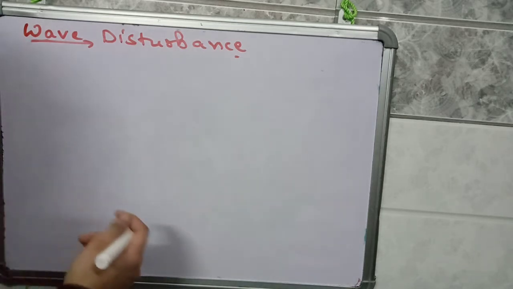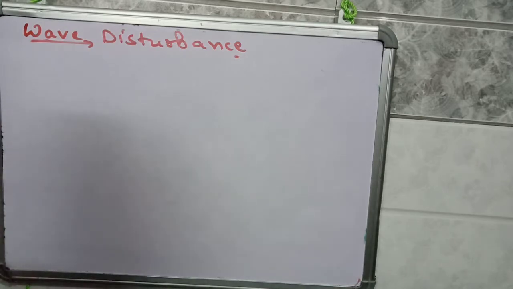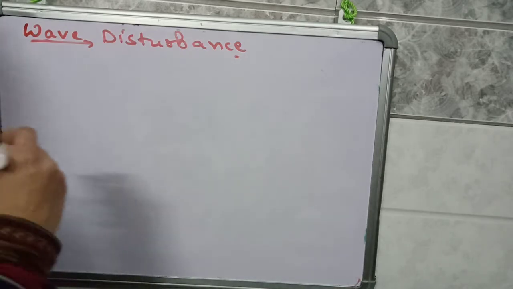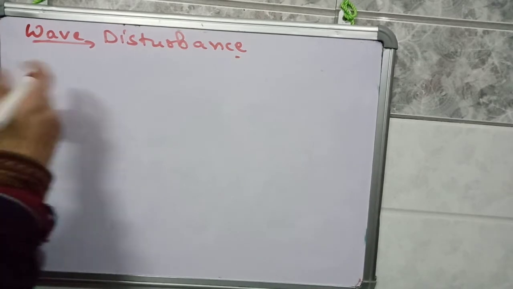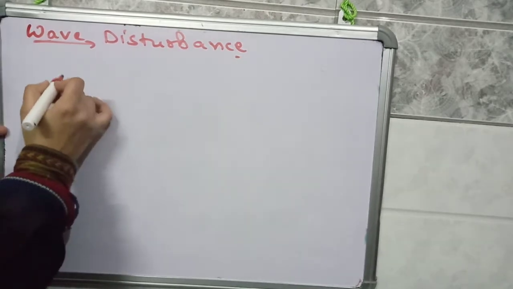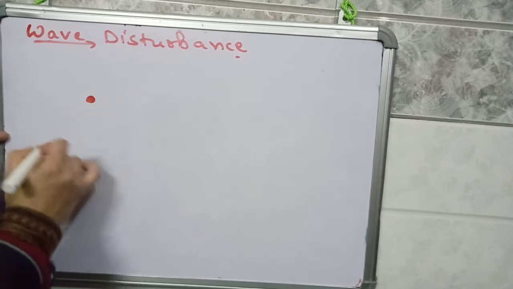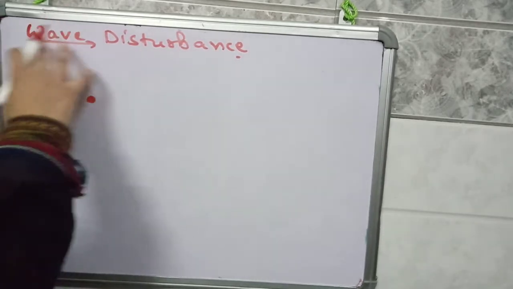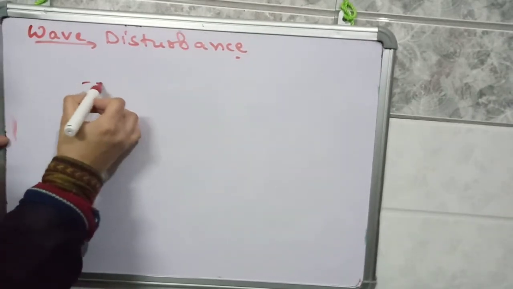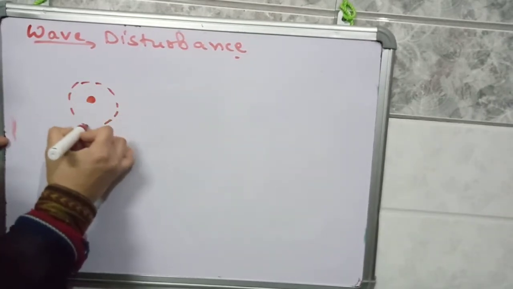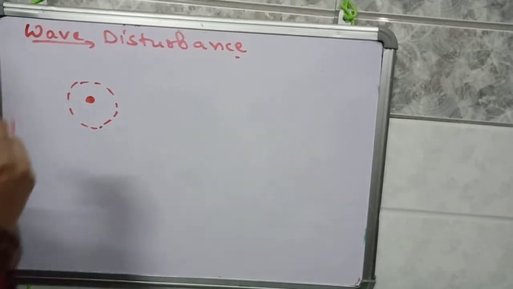For example, you must have seen water waves. If we throw a stone in still water, you observe waves like this. Circular patterns are obtained like this. Suppose the stone is thrown at this position, and suppose this is the upper surface of still water. You must have seen circular rings like this.